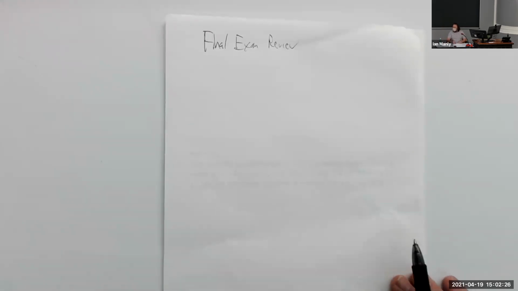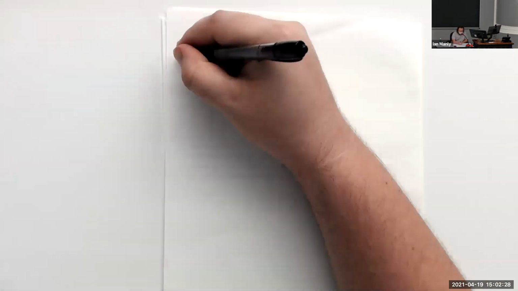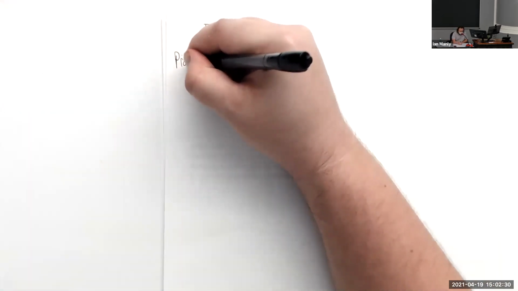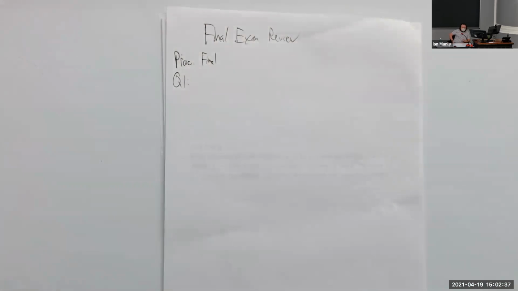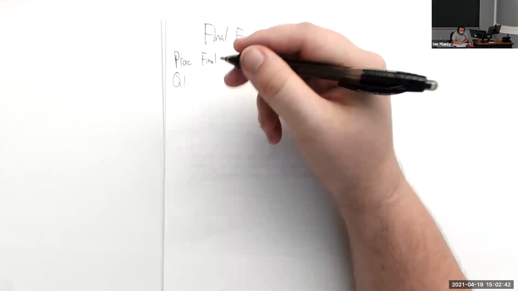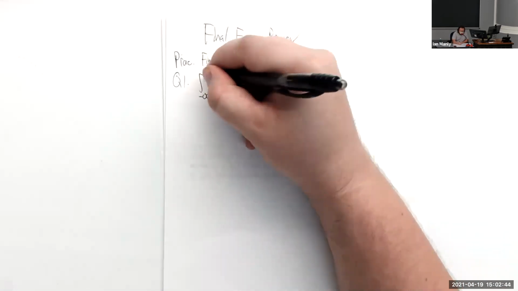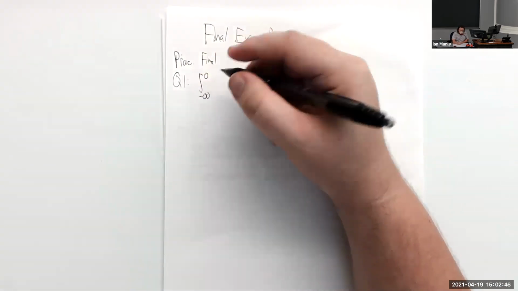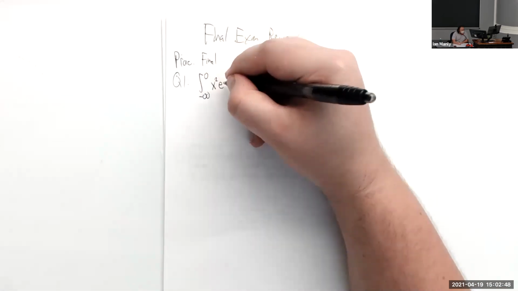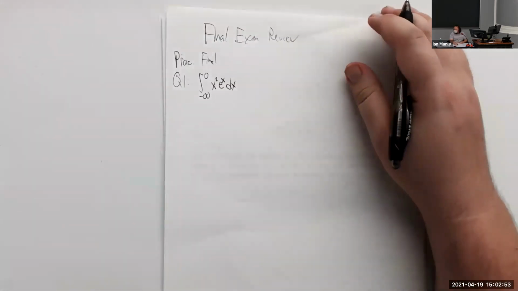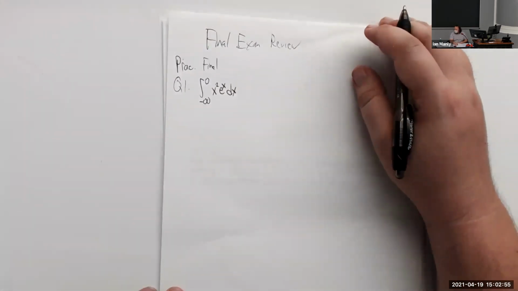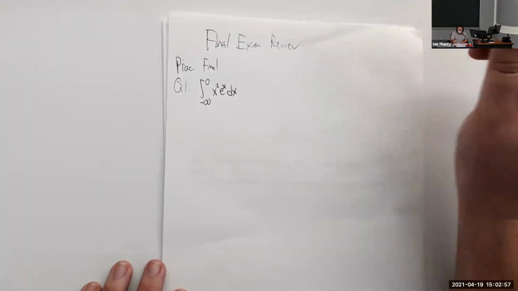So question 1 here. This is the practice final. Question 1 is just asking us to do an integral. What's the integral it's asking us to do? It's the integral from -infinity to 0 of x squared e to the x dx. All right, let's go ahead and do this.